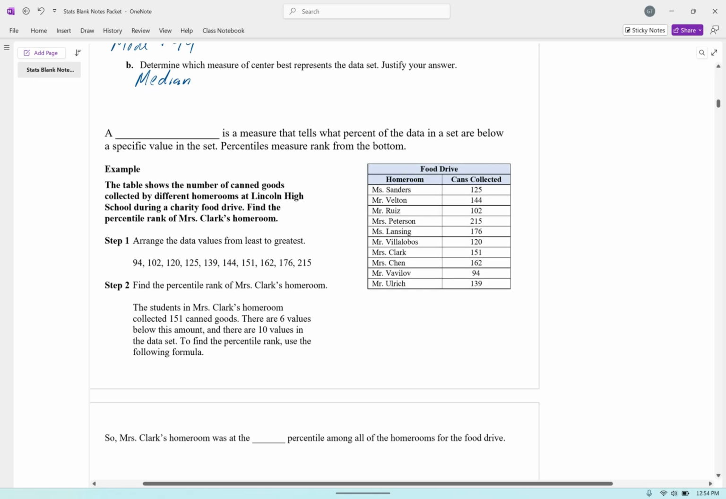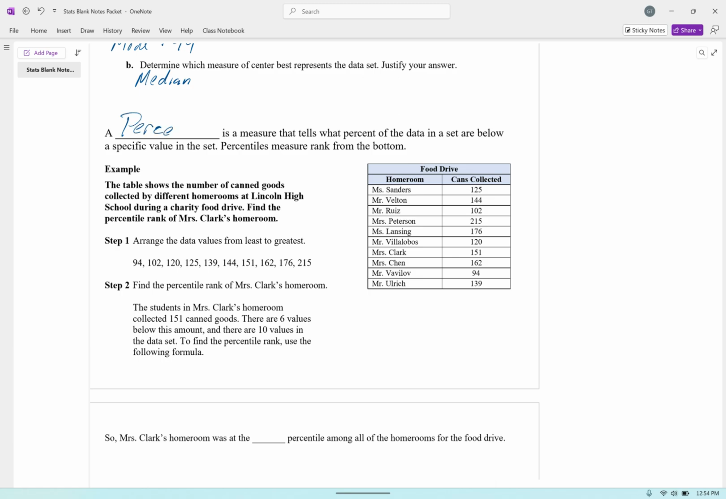Now, last thing in this lesson, we're going to talk a little bit about what's called percentile. Okay, it's a measure that tells what percent of the data in a set are below a specific value. All right, so that's important that it's below. All right, so percentiles measure rank from the bottom. All right, so I'll show you what that means exactly.